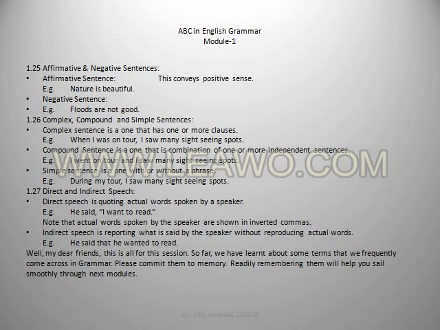Well, my dear friends, this is all for this session. So far, we have learnt about some terms that we frequently come across in grammar. Please commit them to memory. Readily remembering them will help you sail smoothly through the next module.